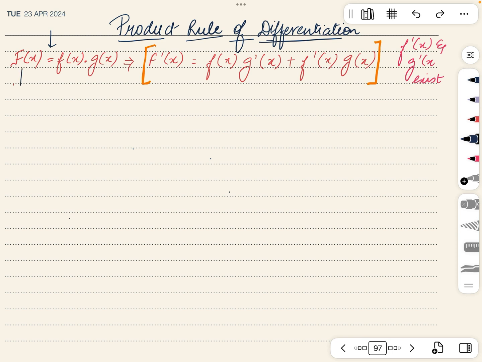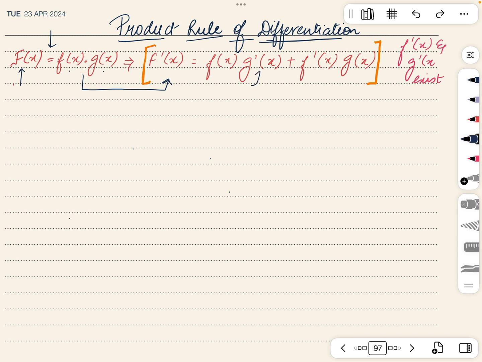The F of x is, as you can see, a capital. I've written it in capital to show that it's a different function so that you don't confuse it with the smaller f of x and g of x. So as you can see, this F of x is a product of f of x times g of x, and by the first principle we are going to prove this product rule.